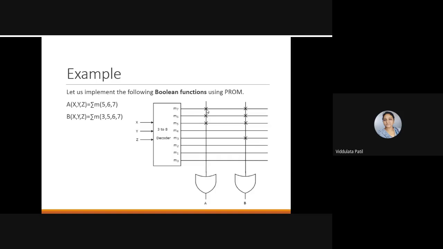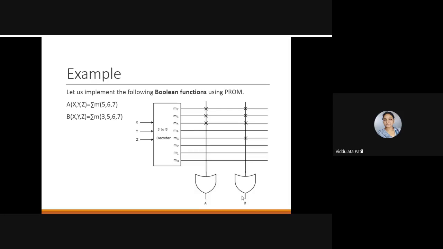Wherever there is a cross there is a connection, so M5, M6 and M7 will be connected to the OR gate. All these product terms, actually minterms are nothing but product terms of x, y and z. So this will be available as an input to this OR gate, and depending on that we will get the output A.